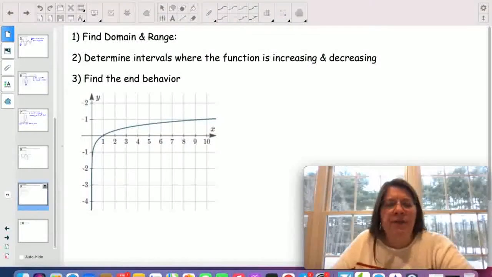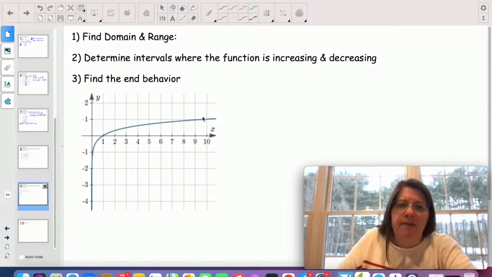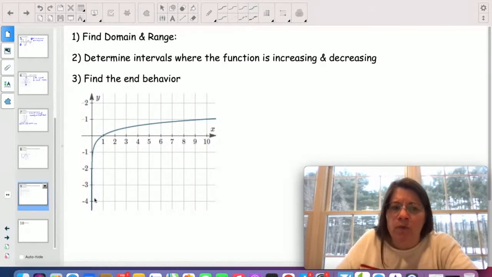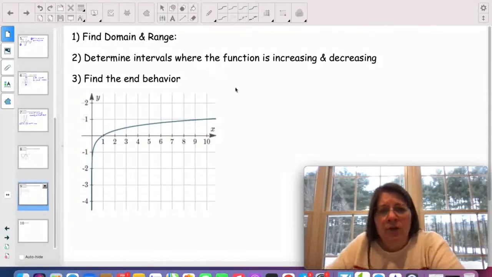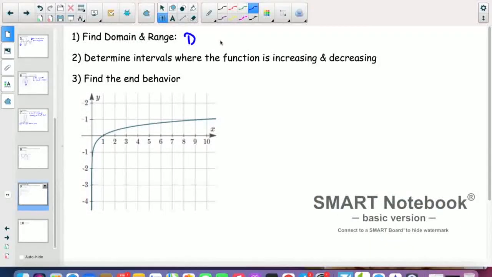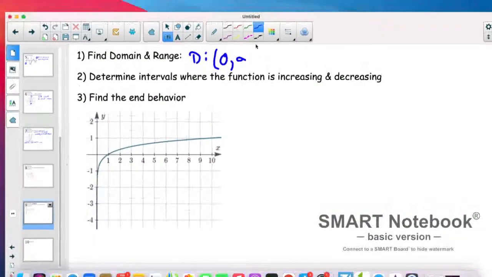Now we're going to find the same things for this equation, and this is a logarithmic equation. The shape of it is logarithmic. It's got a vertical asymptote here at x equals 0. For the domain and range, if you look at this, the domain starts at 0 and goes forever. So for my domain, it does not include 0, but it does go to infinity.